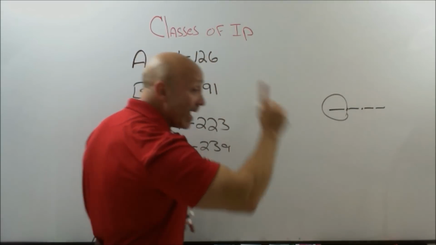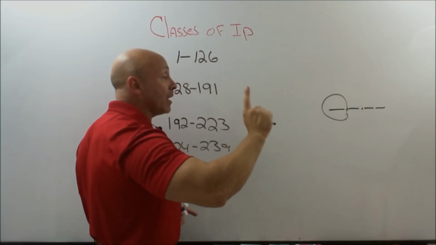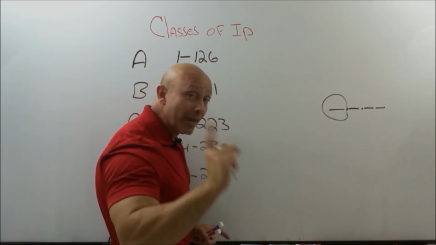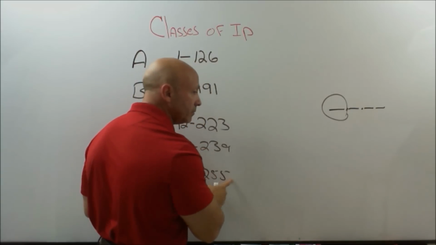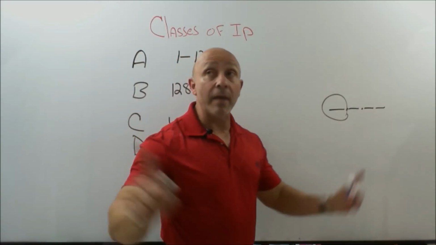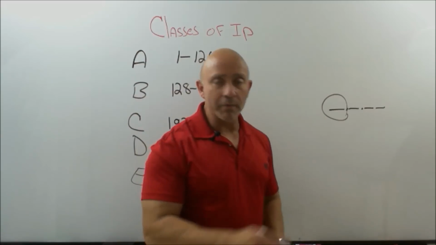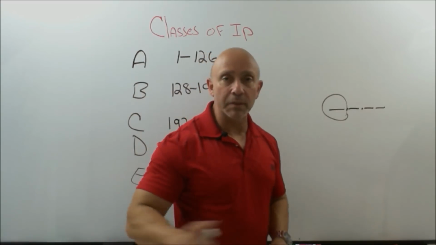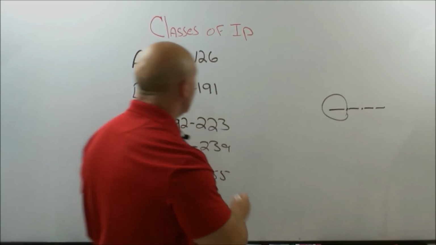What's the maximum value of any octet? The maximum value of any octet is 255. Can't go beyond that. If you ever see an address that has a 256, immediately invalid, no good. Don't even do anything else. That's the problem right there, 256. Okay? All right. So these are the ranges.